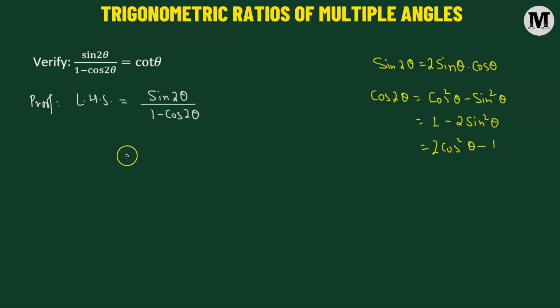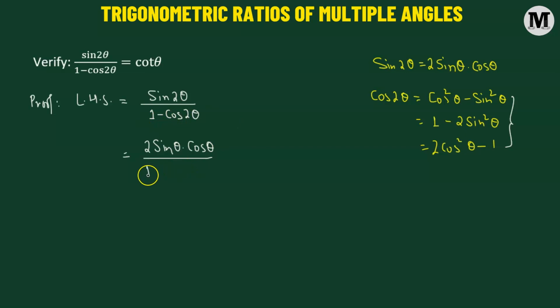Now let's come to the numerator. The numerator will be 2 times sine theta times cosine theta. However, we have to be a little careful while choosing the value out of the 3 for cosine 2 theta. We'll have to choose cosine 2 theta in such a way that the 2 terms in the denominator reduce to a single term. The only way to do that is by getting rid of the term 1 here.